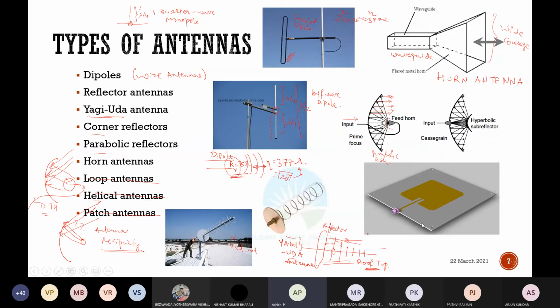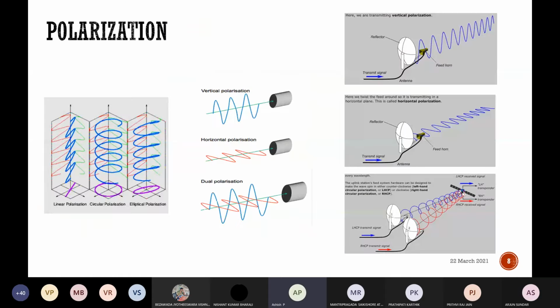This patch antenna is very famous for smartphones and low form factor devices, and for 5G, 4G, IoT, all those things.